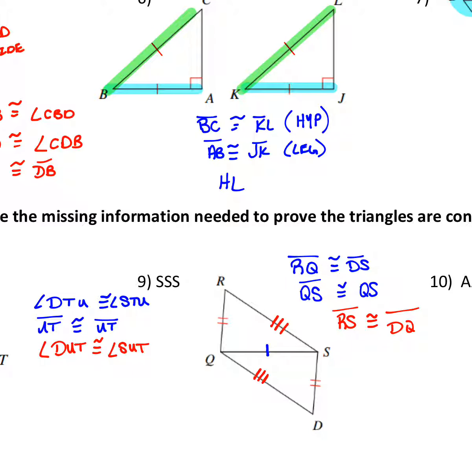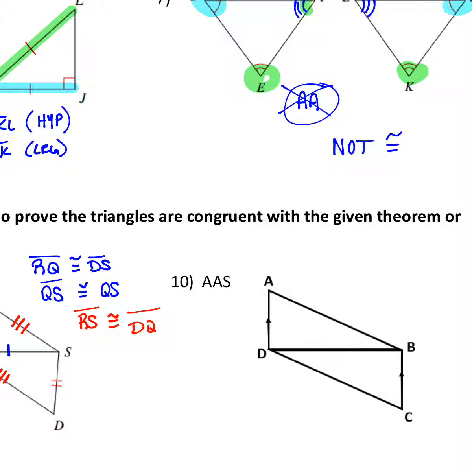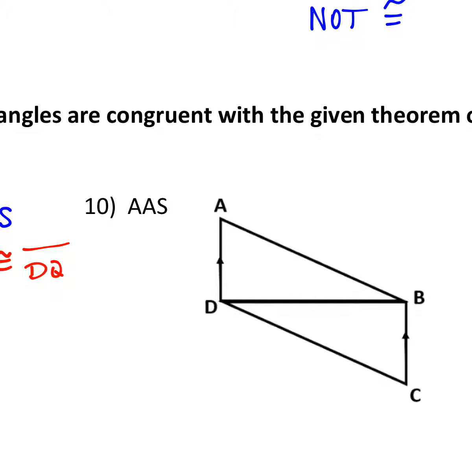And then our last one, number 10. Now it wants to be angle, angle, side. But they didn't show me anything right off the jump. But they still gave me two parts. So remember, these little arrowheads, guys, that means parallel.